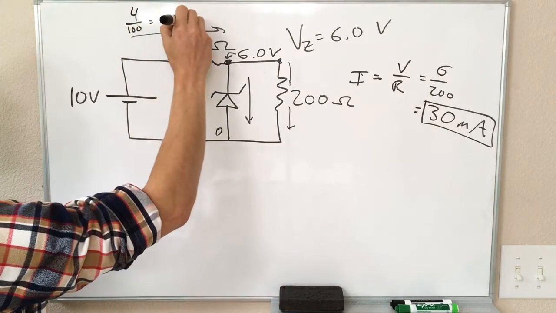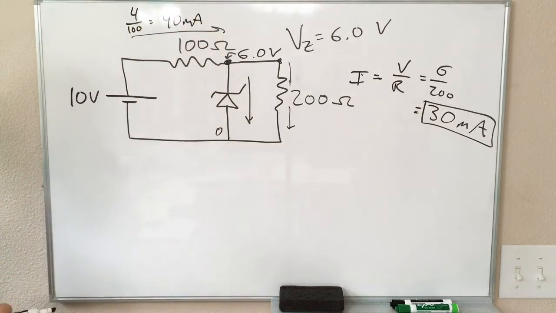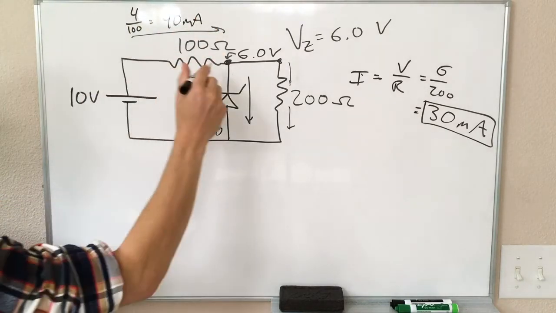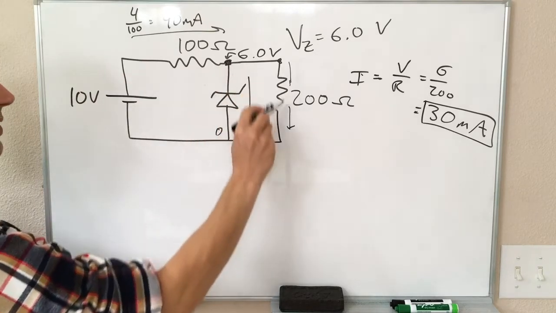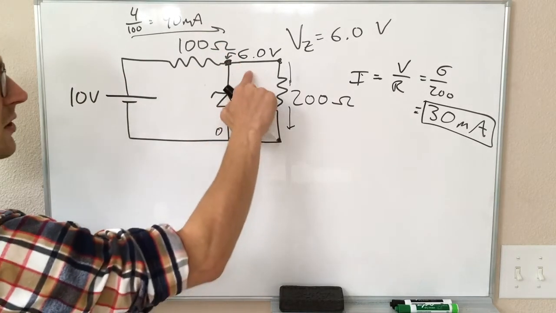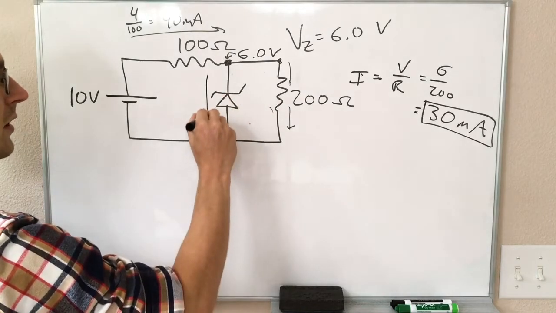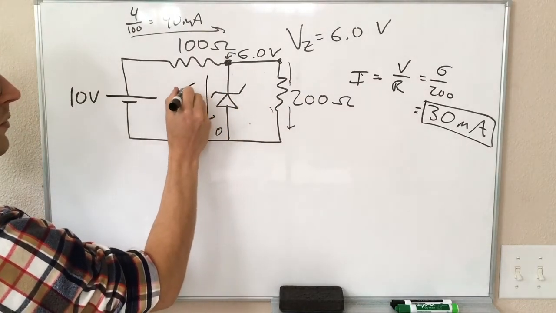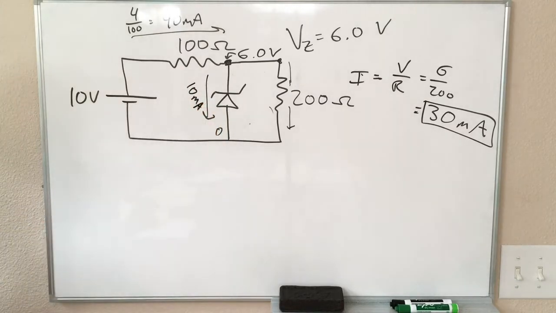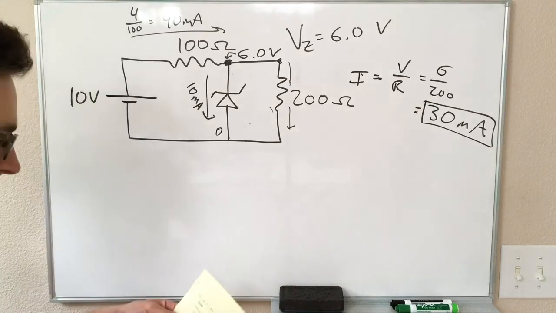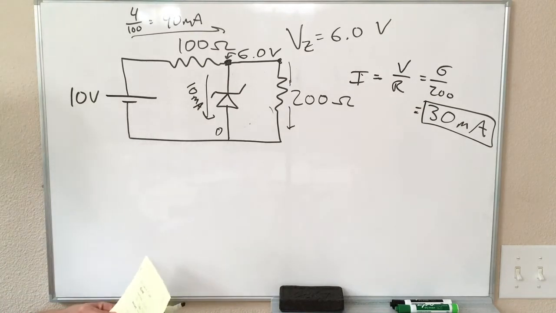So that is 40 milliamps of current through there. So if we have 40, think about this junction. If we have 40 milliamps going into it and 30 milliamps going out that way, through the Zener diode, which I'll draw over here for clarity's sake, we must have 10 milliamps of current flowing through the Zener diode in the reverse direction. Okay, easy. So let's ask a couple other questions.